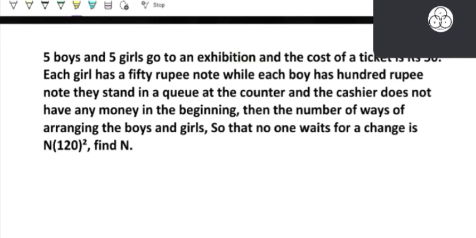5 boys and 5 girls go to an exhibition and the cost of ticket is rupees 50. Each girl has a 50 rupee note, while each boy has a 100 rupee note. They stand in a queue at the counter and the cashier doesn't have any money in the beginning. Then the number of ways of arranging the boys and girls so that no one waits for a change is n into 100, 120 whole square. Find n. Give it a try.